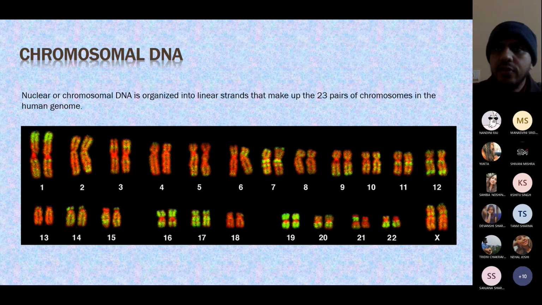Somewhere, I think Nandini, when she was describing DNA, she mentioned 4-stranded DNA also. Nandini, you mentioned that during that time? Double-stranded DNA, 4-stranded DNA.